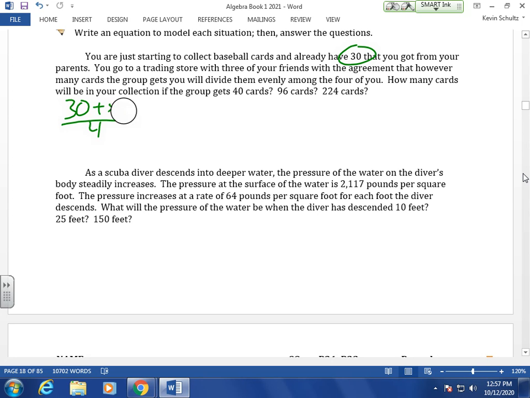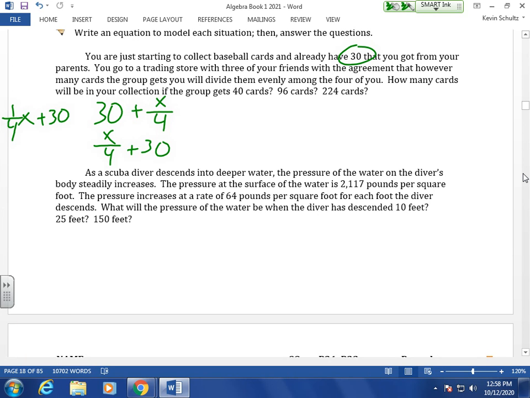Good. Okay. So you've got 30 plus x divided by 4. You could also write this as x divided by 4 plus 30. Or, since dividing by 4 is the same as multiplying by 1/4, you could even have 1/4 times x plus 30. Any of those 3 ways would be correct. But yeah, you are taking what you get from the store, dividing by 4, and then adding the 30 that you got from your parents.